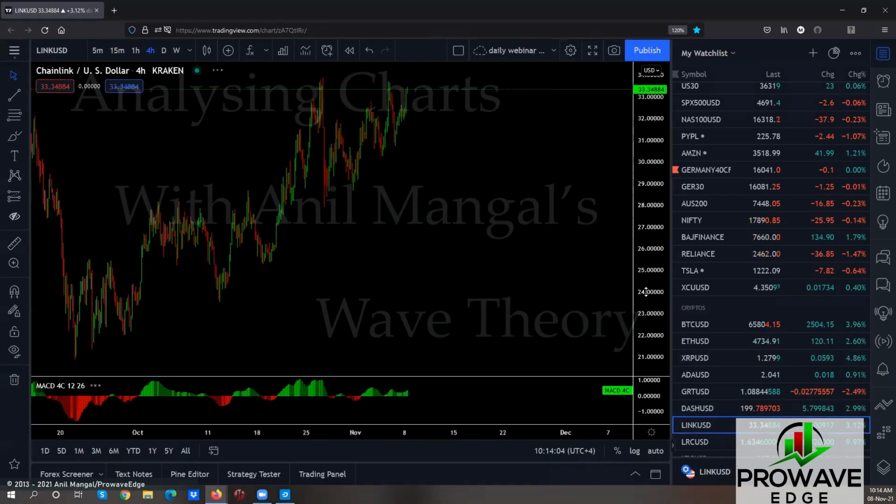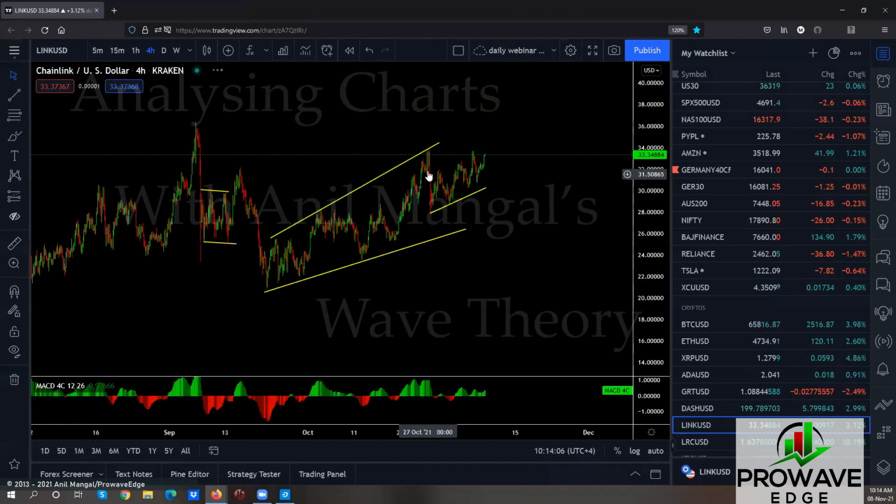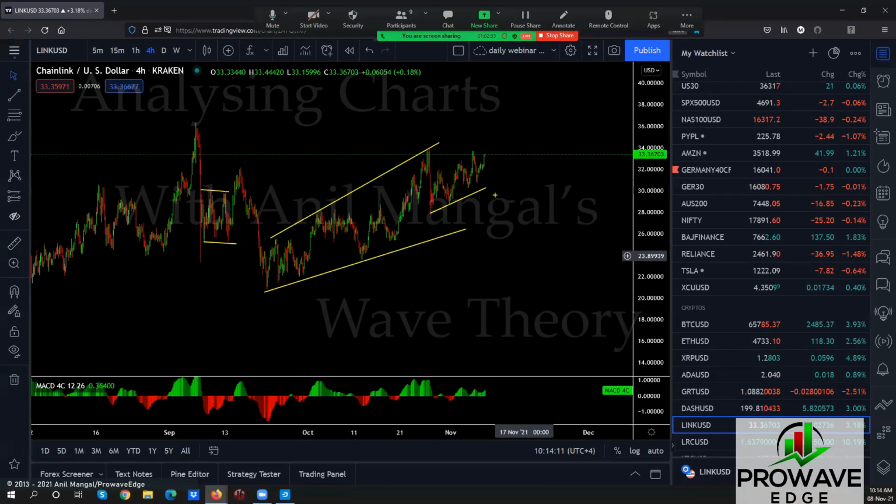Link. Also very corrective back at the top. I would not buy it here. I'll be looking for sell setups from that point because this correction would eventually come back here and then go, and then go.